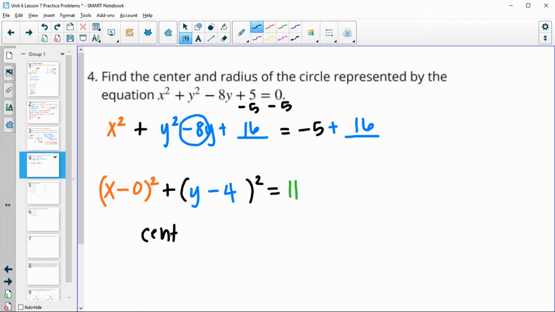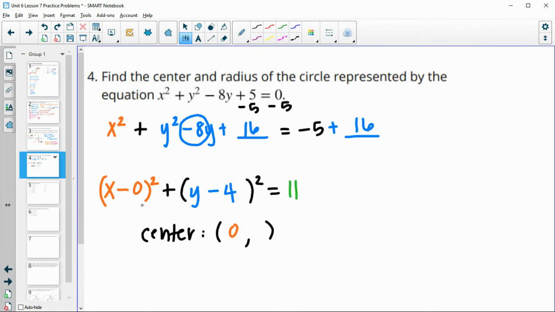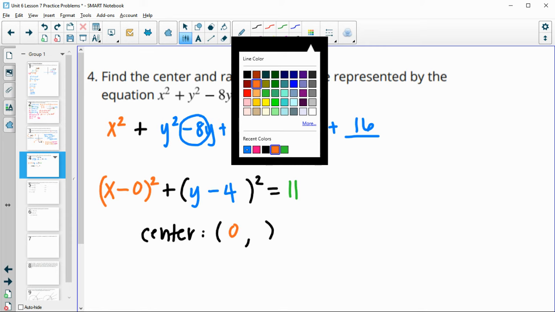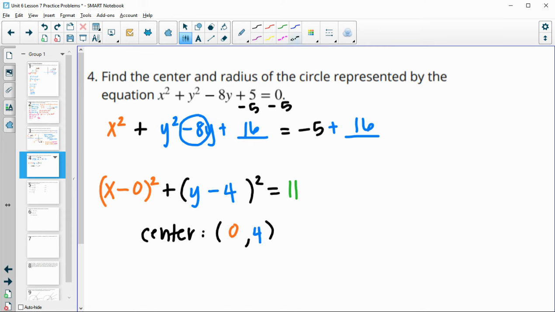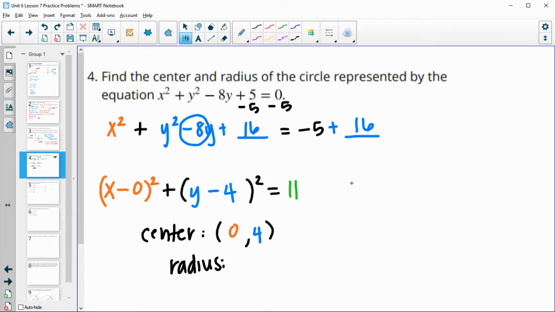So then our center here, the x coordinate of the center is 0. The y coordinate of the center is 4. And then our radius, so our r squared is 11. So then we will square root that to get our r. So our radius is square root of 11.